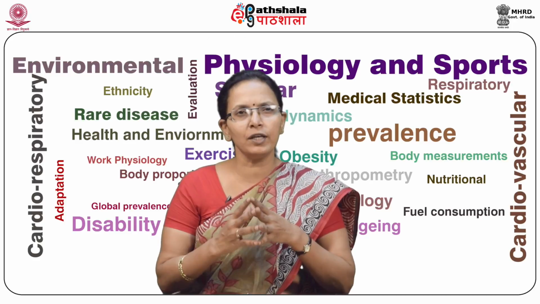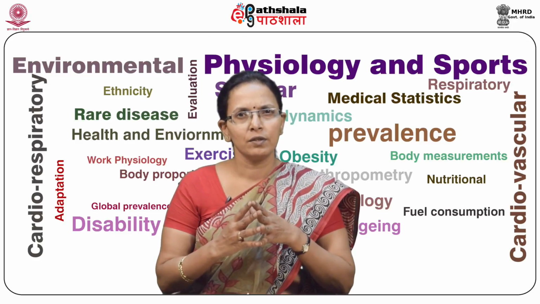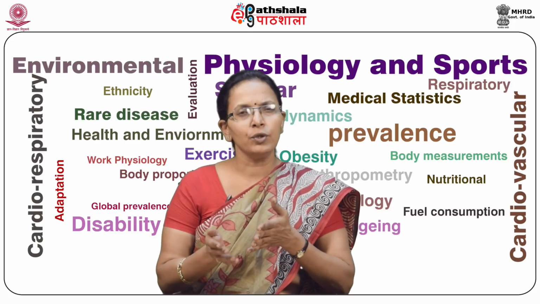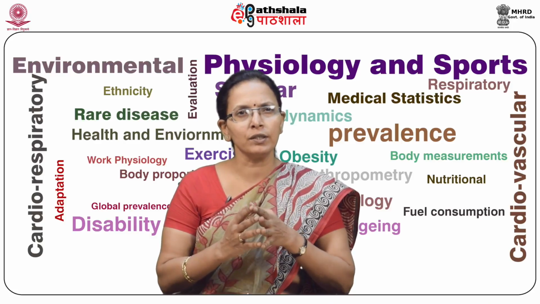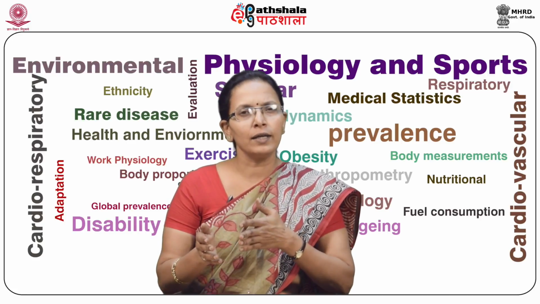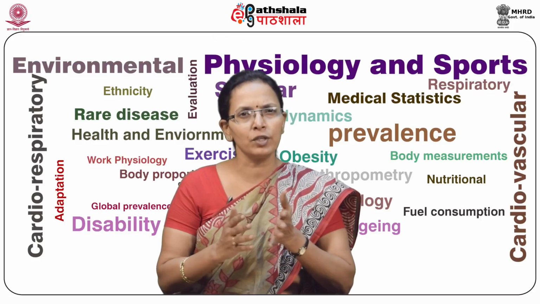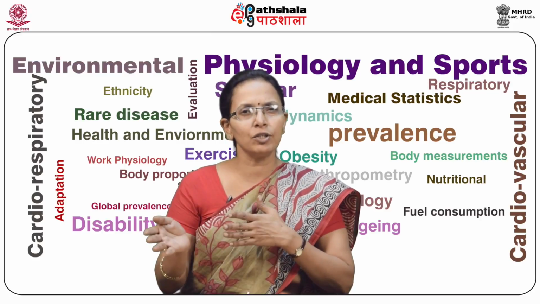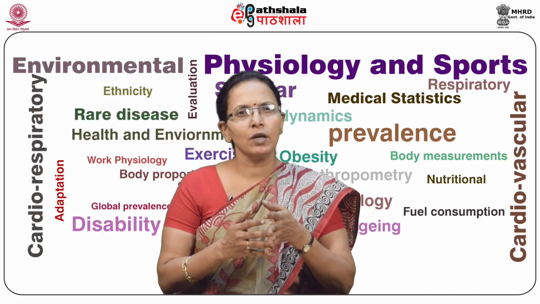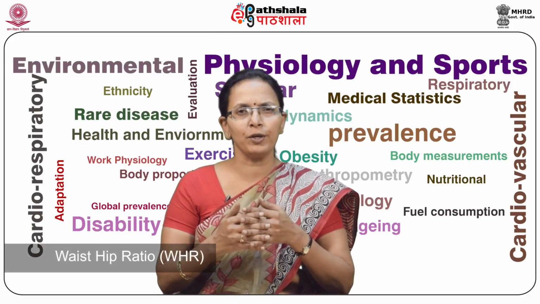There are several anthropometric indices which can be computed statistically using the different anthropometric dimensions. For instance, the waist circumference can be used to assess the central adiposity. That is by computing the waist hip ratio, waist height ratio, and the conicity index. Now let's see what is waist hip ratio.